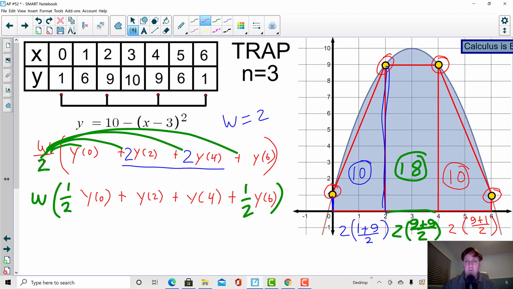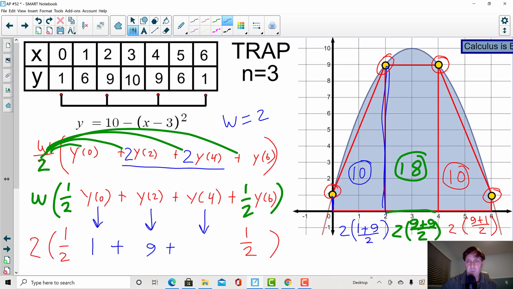Let's plug everything in. Our width was 2. The height when x is 0 is 1. The height when x is 2 is 9. The height when x is 4 is also 9. And the height when x is 6 is 1. If you multiply all this out, you get 2 times 19, which is also 38. Now, if the formula is too confusing for you, then just calculate the area of each trapezoid individually. You'll get the same answer.